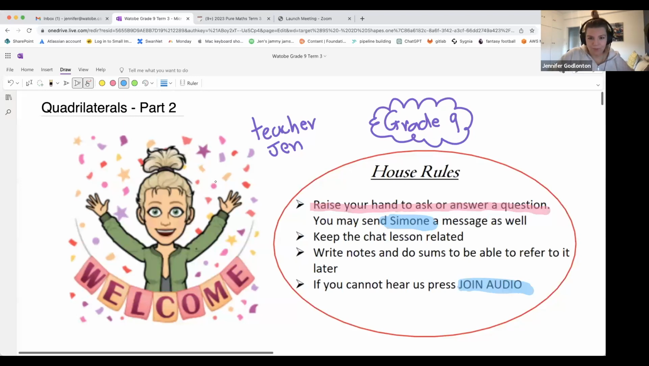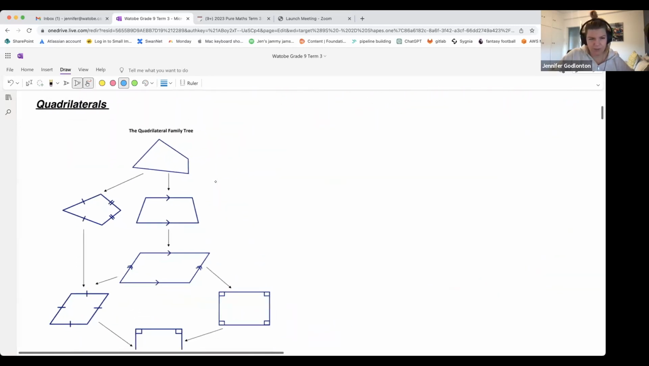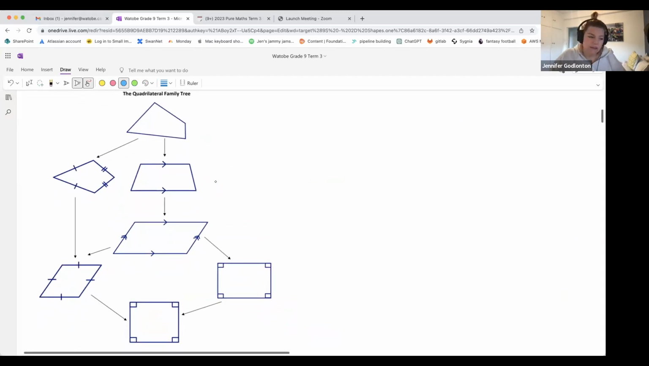Okay, cool. So before we jump into our specific quadrilaterals today, because we're going to talk about two specific quadrilaterals, we're going to talk about the quadrilateral family tree. Who of you have seen this in class? Can you let me know? Who has seen this family tree situation before?